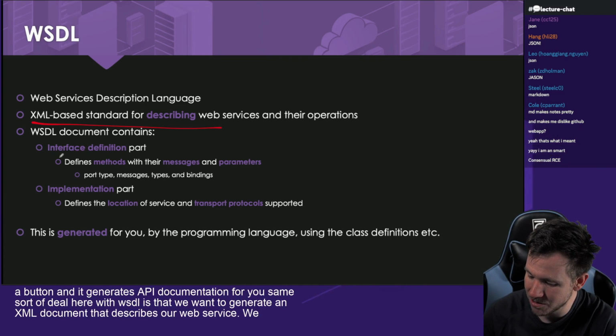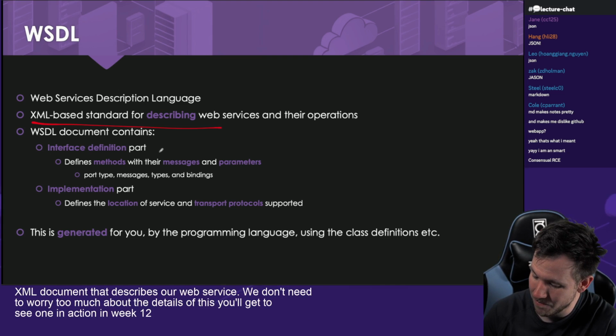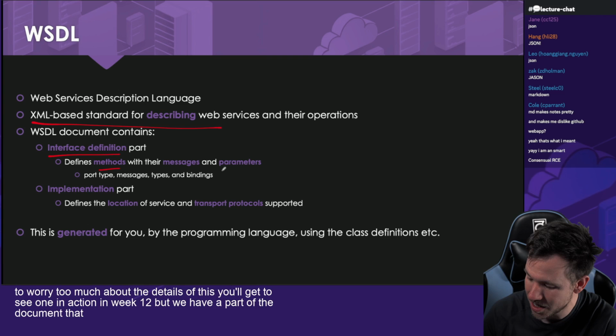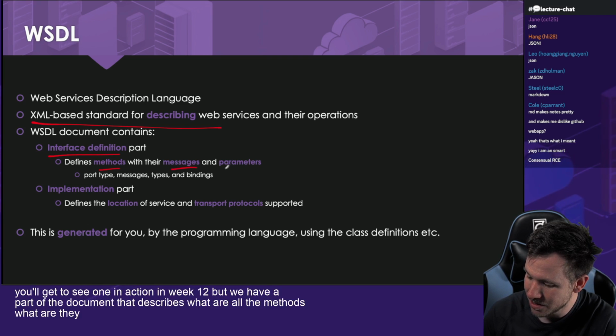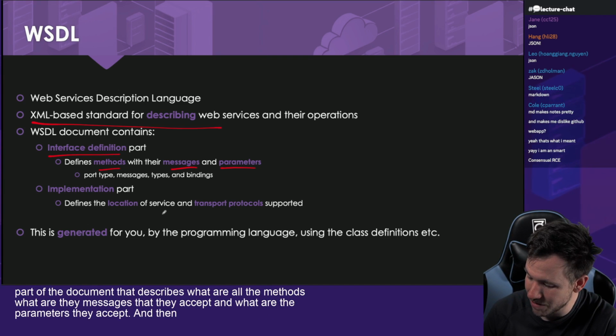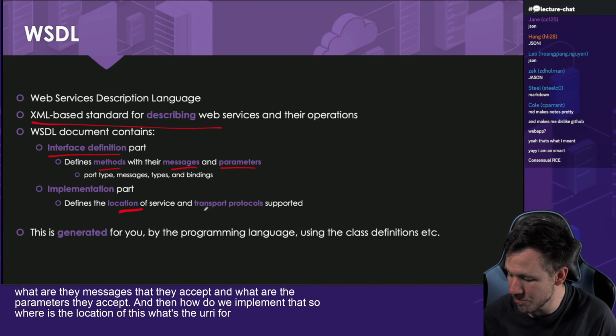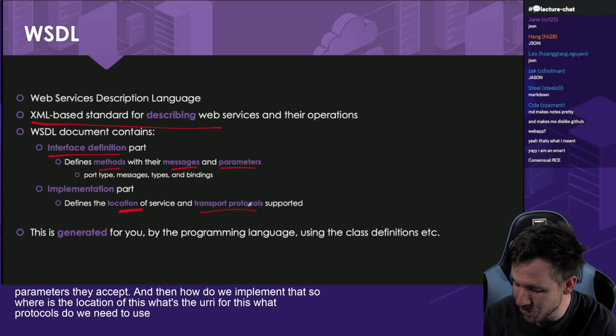We don't need to worry too much about the details of this. You'll get to see one in action in week 12. But we have a part of the document that describes what all the methods are, what messages they accept, and what parameters they accept. And then how do we implement that? So where is the location of this? What's the URI for this? What protocols do we need to use? What port is it? That sort of thing.